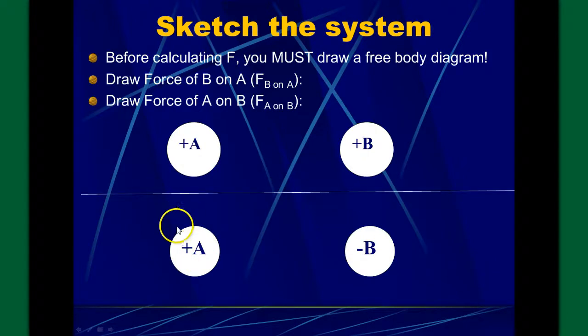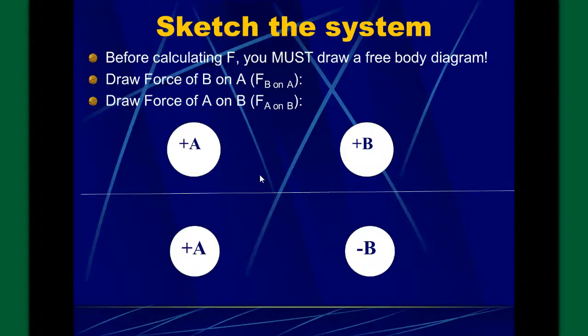I want you to look at this diagram in your notes, and this is sketching the system. All I want you to do is draw the force of object B on object A, and draw the force of object A on B rather. In other words, all I want you to do is draw a diagram here of either attraction or repulsion depending on what's going on. Take about 30 seconds, pause the video, and do that.